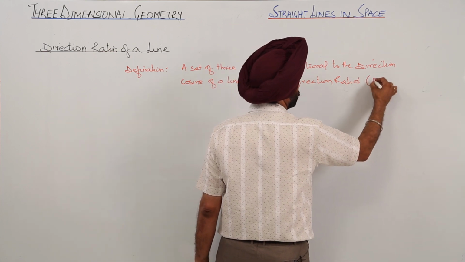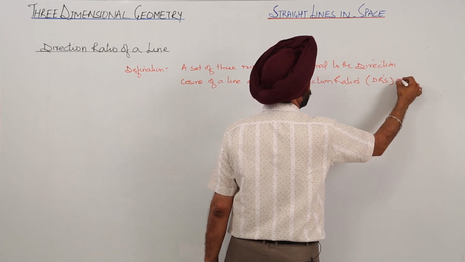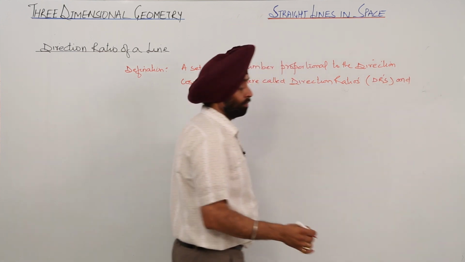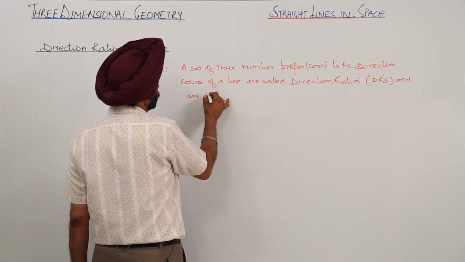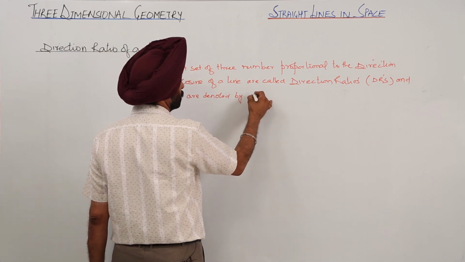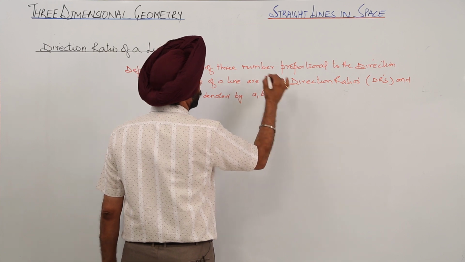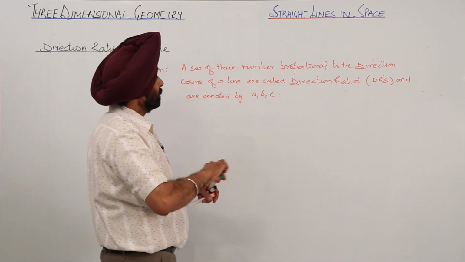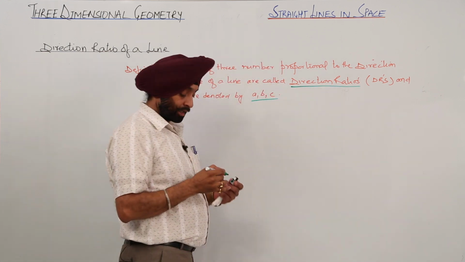or it is denoted like this, and are denoted A, B and C. So what are the direction ratios? A, B and C are the direction ratios.